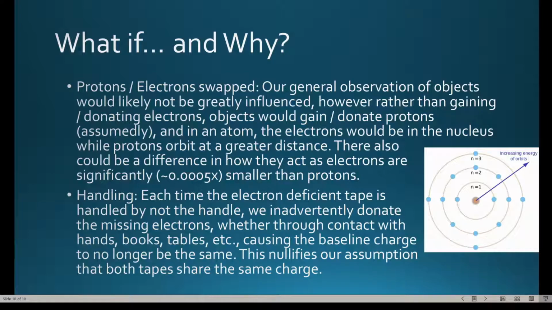As for why the tape needs to be handled carefully, each time the charged tape is handled improperly, it inadvertently gains electrons from whatever it comes in contact with. This causes its charge to come closer to neutral, which is not what we want. We want to be able to observe the actual charge of the tape. And should it be handled too much, it would nullify our assumption that both tapes can share the same charge.